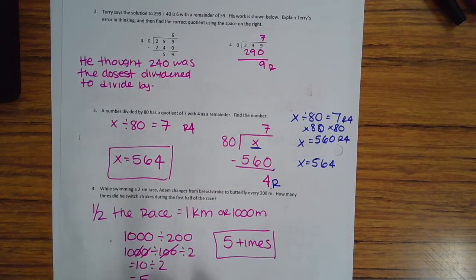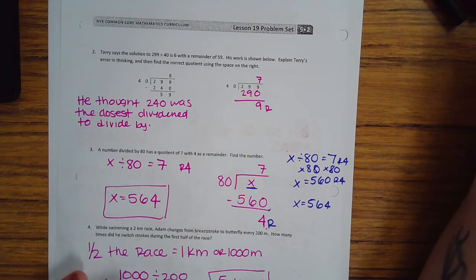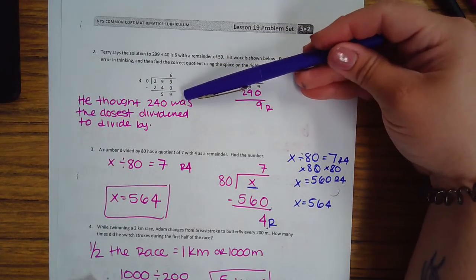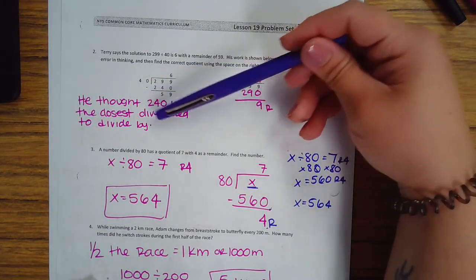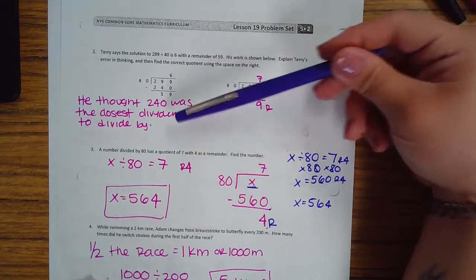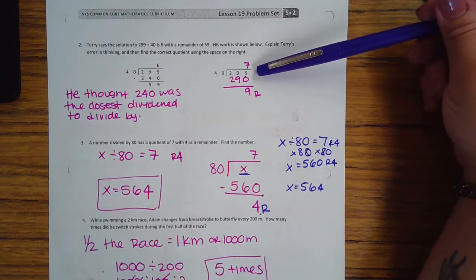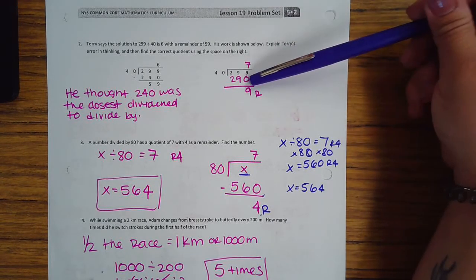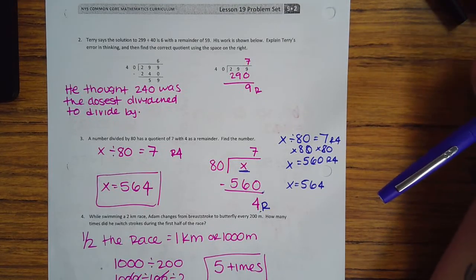On the back, Terry says the solution to 299 divided by 40 is 6 with a remainder of 59. His work is shown below. Explain Terry's error in thinking and then find the correct quotient using the space on the right. So he thought 240 was the closest dividend to divide by, but actually he could have got a closer dividend so he wouldn't have such a big remainder. So when we redid it, we found out that his answer should be 7 because 7 times 40 is 280 with a remainder of 19.